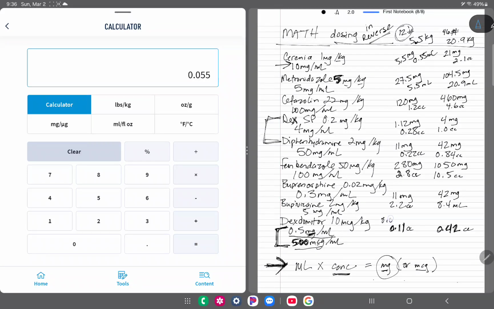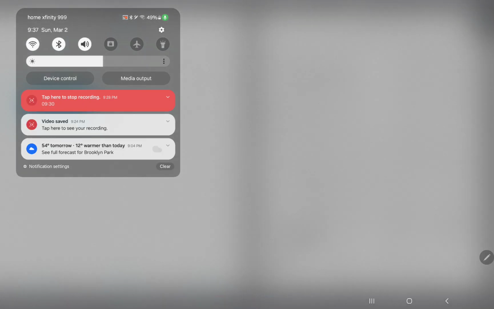0.055 mg. Again, if we're going to stick with mg on the bottle, then that is what I write when I'm putting it in the computer. We go to our dog who got 0.42 mils to make him sedate. We take that times our concentration of 0.5 mg per mil, and you get 0.21 milligram of dexdomitor. And there you go. That's how to do your math in reverse.